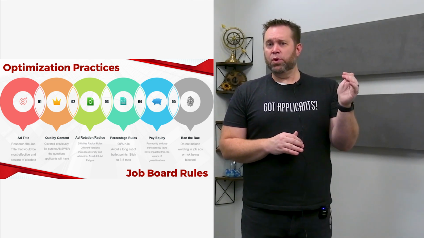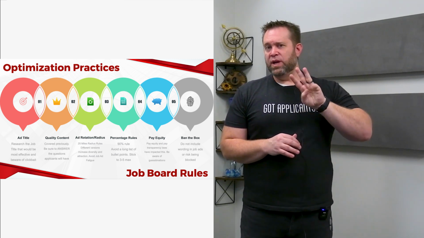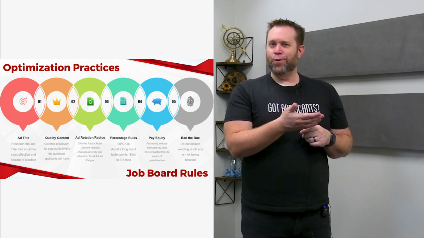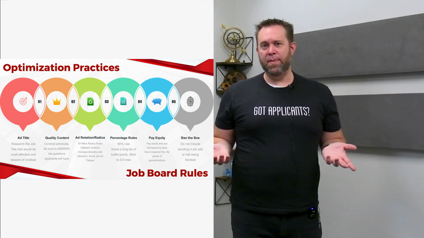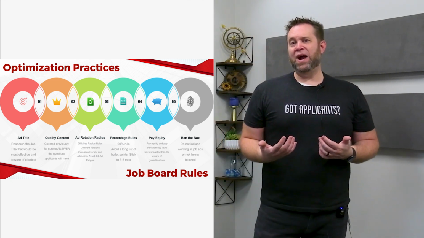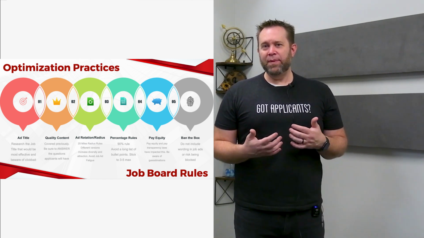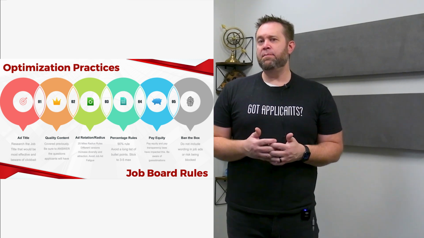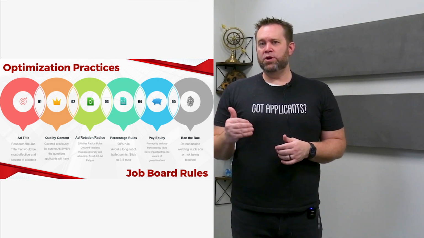If you're going to add bullet points, try to stick between 3 and 5 bullet points at the most, so that way the algorithm doesn't ding you for having too many bullet points in your job ad. So these are some additional practices with SEO that you can implement into your job ads, and you can make some changes right away, and they will have a tremendous impact on the visibility of your jobs going forward.